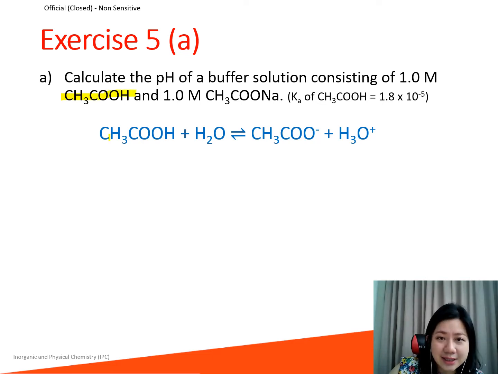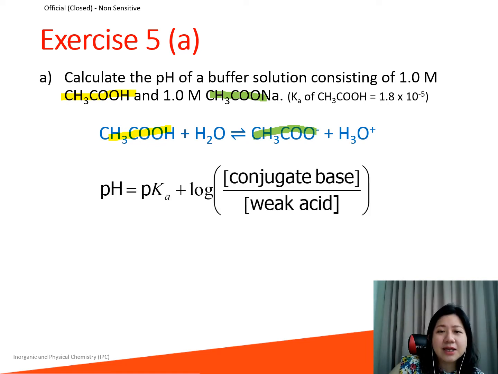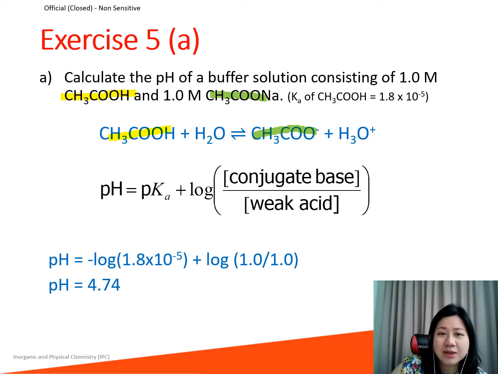CH3COOH is a weak acid, and CH3COONa would dissociate to give CH3COO-, which is the conjugate base of CH3COOH. Now let's use the Henderson-Hasselbalch equation that was introduced in part 3 of the acid-base lecture. pH equals pKa plus log conjugate base over weak acid. Putting the values into the equation, we can calculate the pH of the buffer solution, which is 4.74.